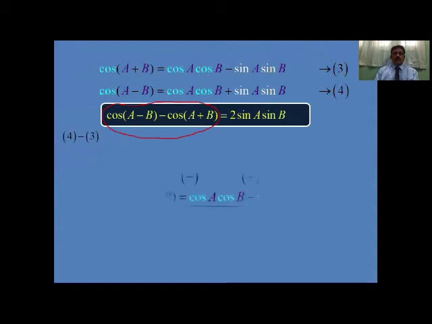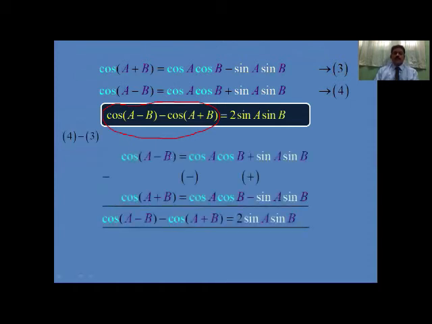4 minus 3 implies cos(A−B) = cos A cos B + sin A sin B. We are going to subtract cos(A+B) = cos A cos B − sin A sin B. If you subtract, we have to change the sign, so plus becomes minus, and minus becomes plus. Here, minus of minus will produce plus. These two look the same, so they cancel, and these two are the same terms, so we write 2 times. So therefore, your LHS is cos(A−B) − cos(A+B) equal to your right hand side, 2 times sin A sin B.